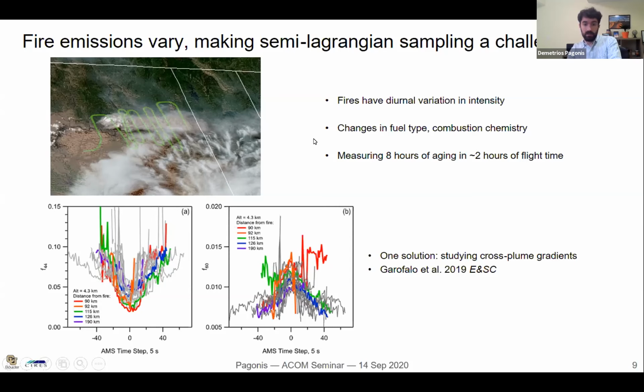If you have fast measurements, though, you can leverage that into looking at gradients as you fly across the plume during each one of these transects. And so these are figures from Lauren Garofalo's paper last year with AMS data from the WECAN study, again looking at those same two markers that I was showing from the ARCTAS study. And so what she's showing is that the marker for secondary chemistry is enriched in the wings of the plume and depleted here in the center. And similarly, the marker for the POA is enriched in the center of the plume, but then depleted out on the wings.